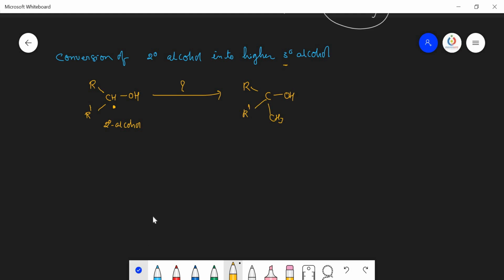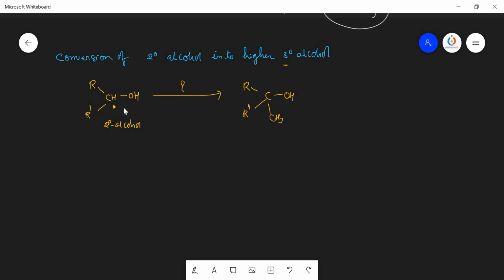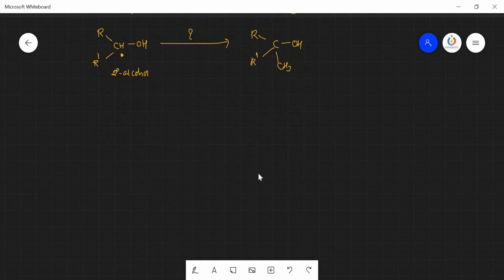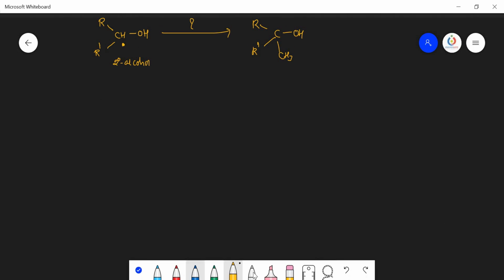Then what must be the procedure? So this is secondary alcohol. See, primary alcohol to the secondary alcohol to the tertiary alcohol. It is very simple. Primary alcohols are oxidized to aldehyde. Aldehydes react with the Grignard reagent, always gives the secondary alcohol, except formaldehyde. Formaldehyde gives the primary alcohol. Whereas secondary alcohol, if oxidized, it will be converted to the ketone. Ketones on reaction with the Grignard reagent gives the tertiary alcohol. That is a simple concept.